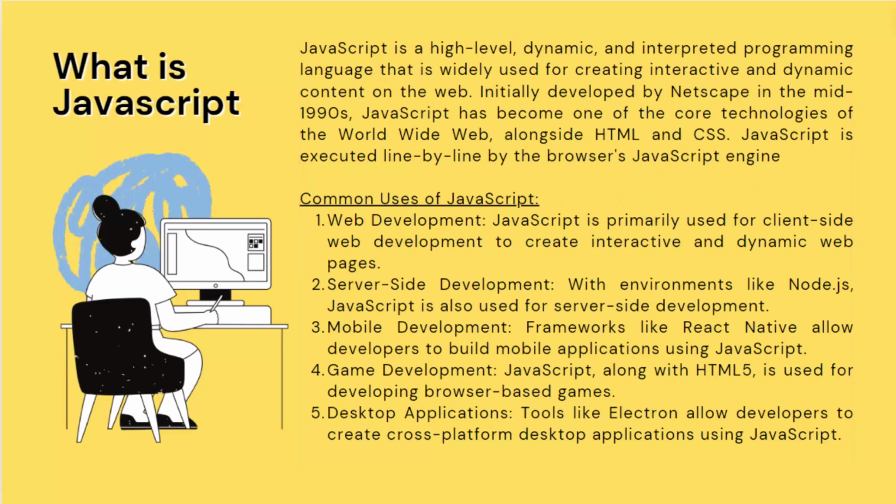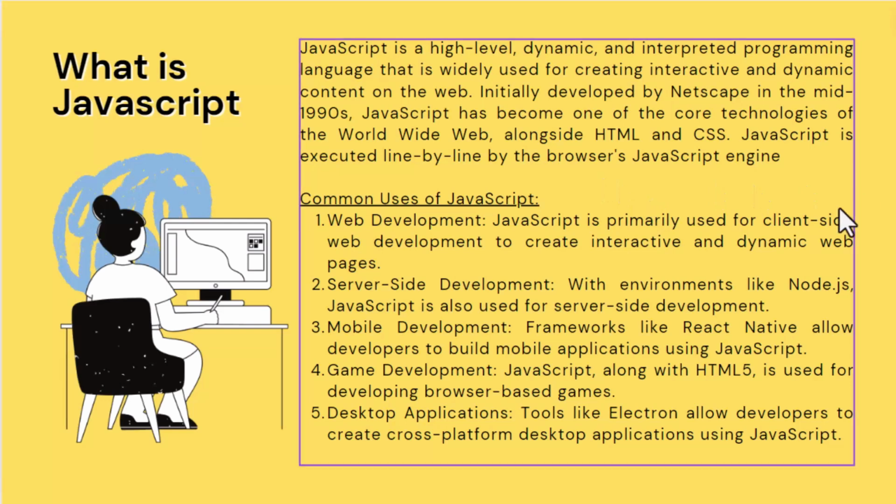Common uses of JavaScript. JavaScript is used in web development. Primarily, we can say that it is used mainly for front-end web development. Nowadays it is also used in server-side development, like Node.js. We can use JavaScript in game development or mobile application development.